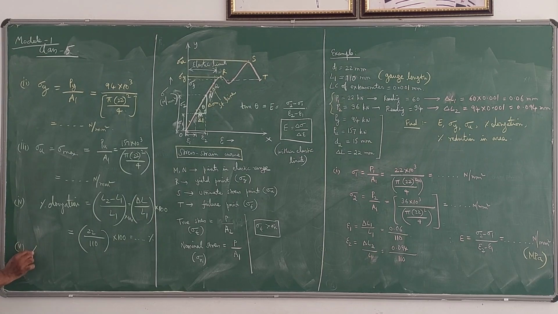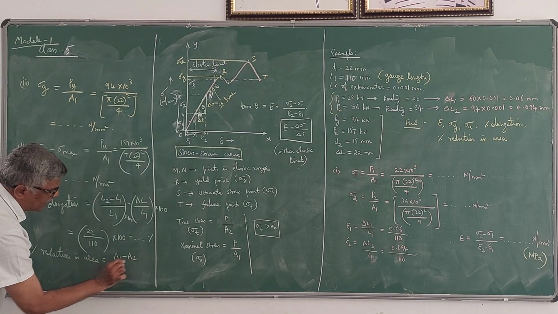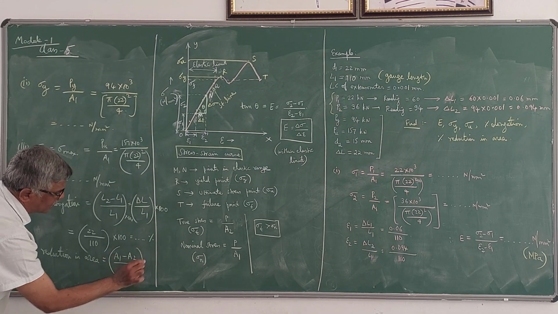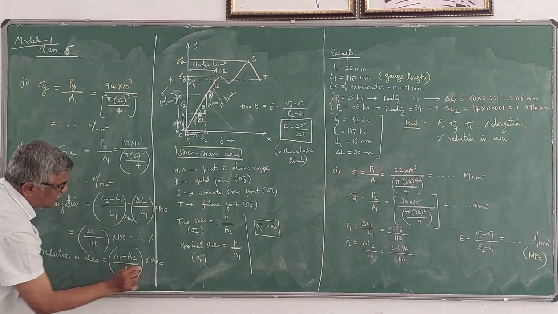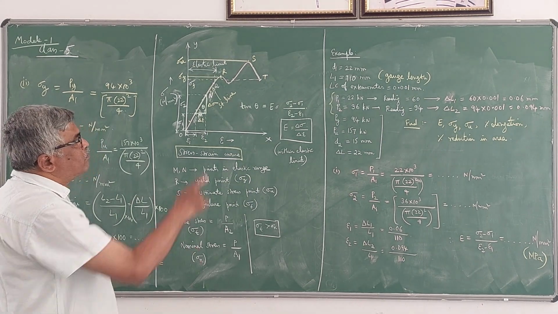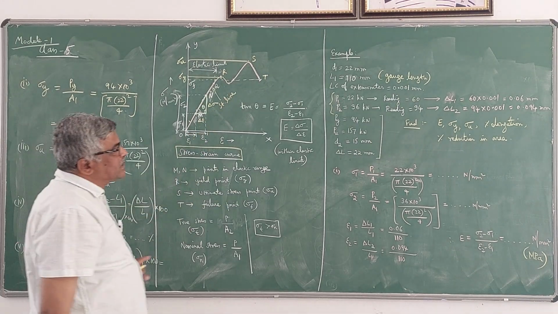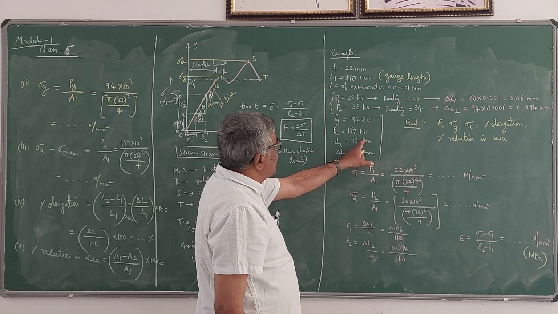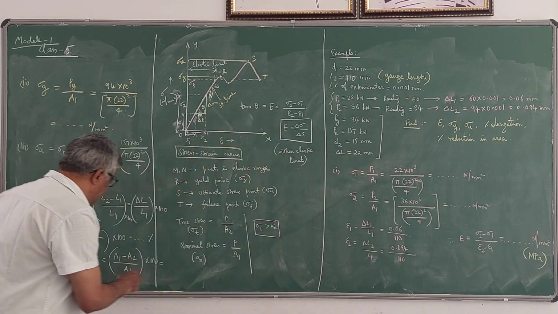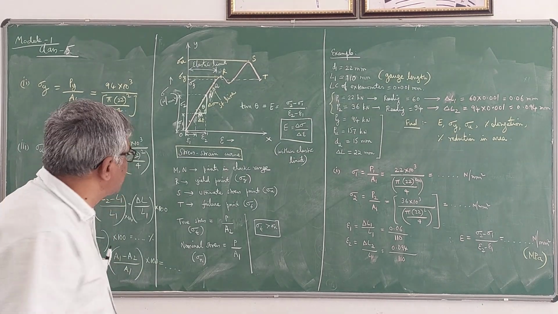Then percentage reduction in area. For this you have to take initial area minus final area, that is A1 minus A2 divided by A1 into 100. So you know both the areas. A1 is nothing but pi into 22 square by 4, minus A2, which is pi into 15 square divided by 4. Here A1 and A2 we can easily find out and then substitute.